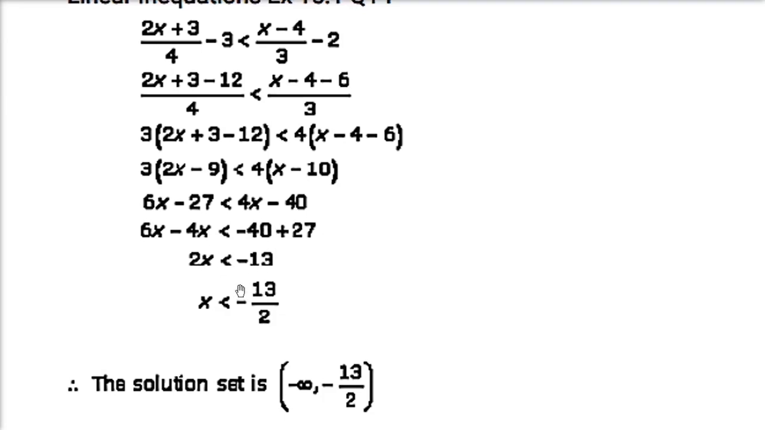Divide by 2 both sides. x is less than minus 13 by 2. So minus 13 by 2 will come here, and it goes up to minus infinity. So minus infinity to minus 13 by 2.